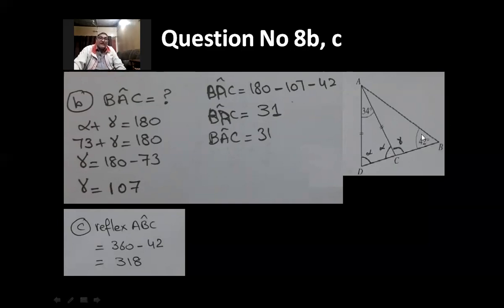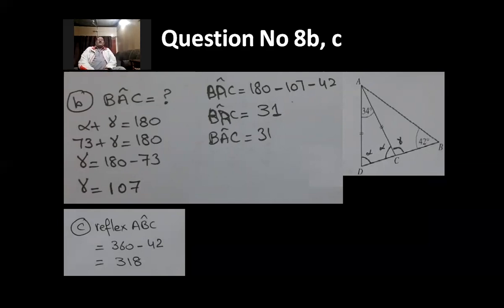So I am calling this angle gamma and this one alpha. So alpha plus gamma equals 180, since it's a straight line. Alpha I already know, that is 73, which we calculated in the previous part. So 73 plus gamma equals 180, so gamma will be 180 minus 73, which is 107. So gamma is 107.